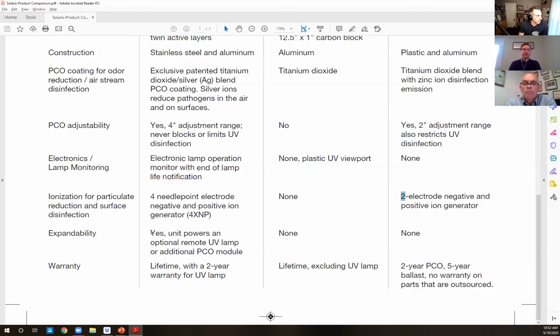Expandability. This is what we find very important to treat surface coils. Our unit does power an optional remote UV lamp or additional PCO module. Theirs does not have that option. Warranty is another huge factor when it comes to our product. We do have a lifetime warranty with a 2-year warranty for UV lamp. They do have a 2-year PCO, 5-year ballast, no warranty on parts that are outsourced.